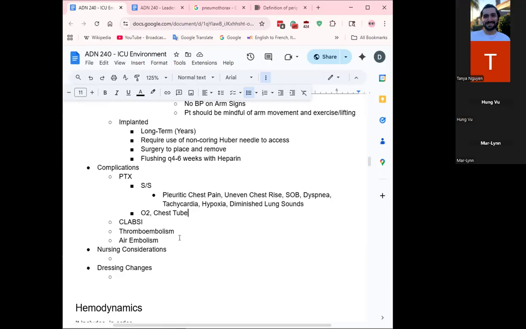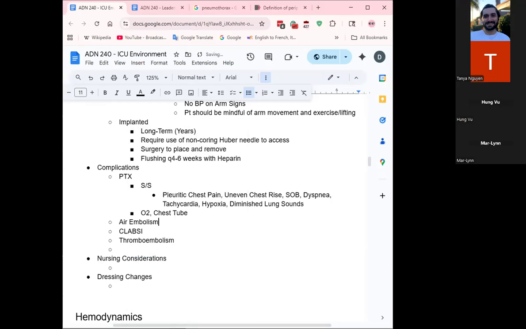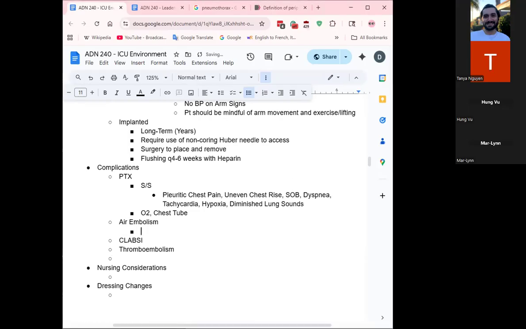All right, cool. Air embolism is pretty similar, so we'll talk about that one next. This one is going to have a lot of the same exact stuff: tachypnea, dyspnea, shortness of breath, tachycardia, chest pain. The chest rise is not going to be the same way. It's very similar, but context based, and it's not going to have the diminished lung sounds as much.